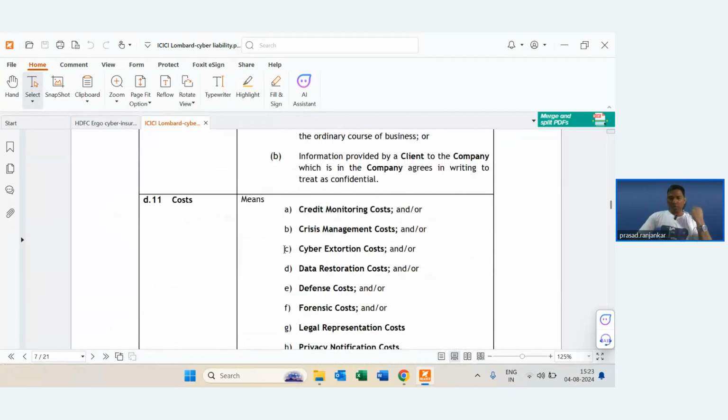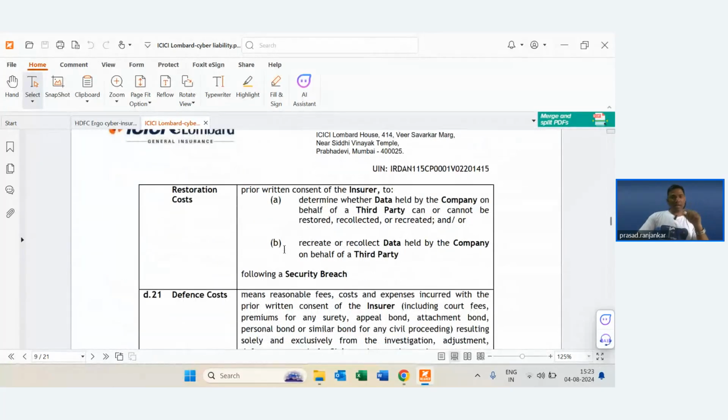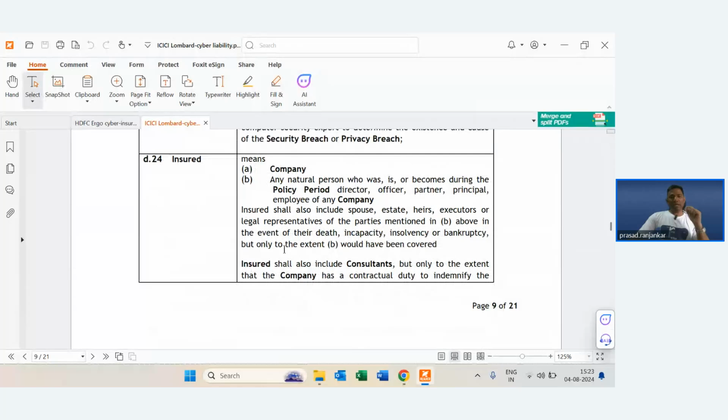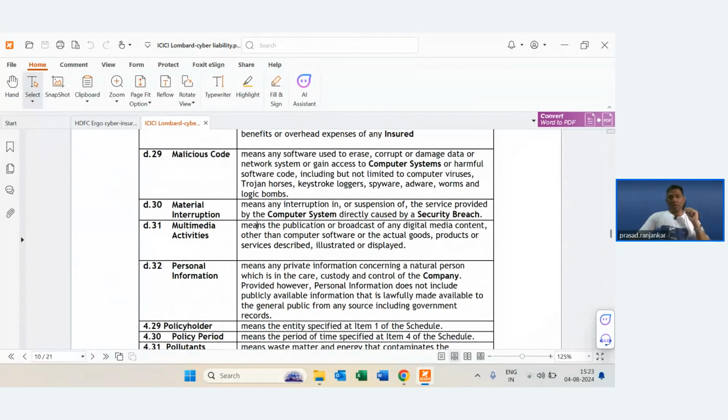Let's move to the definition of material interruption. This is very interesting. In this liability policy wording, you have to read each and every definition of the highlighted words. Here we go. Material interruption means any interruption in or suspension of service provided by a computer system directly caused by a security breach. Again, ICICI Lombard is clearly mentioning that if there is a security breach and there is resulting loss of revenue, then only this policy will trigger.